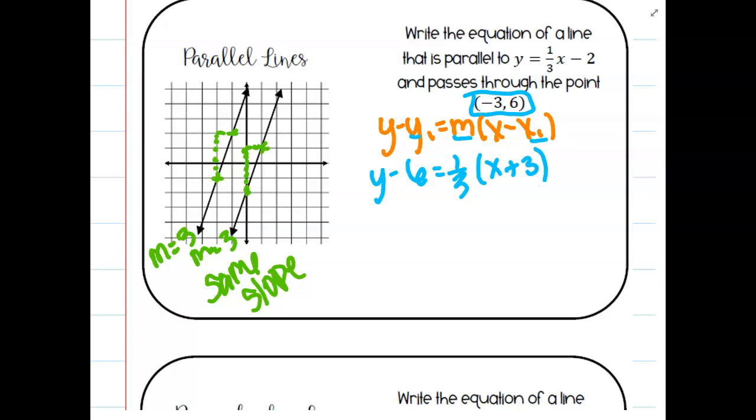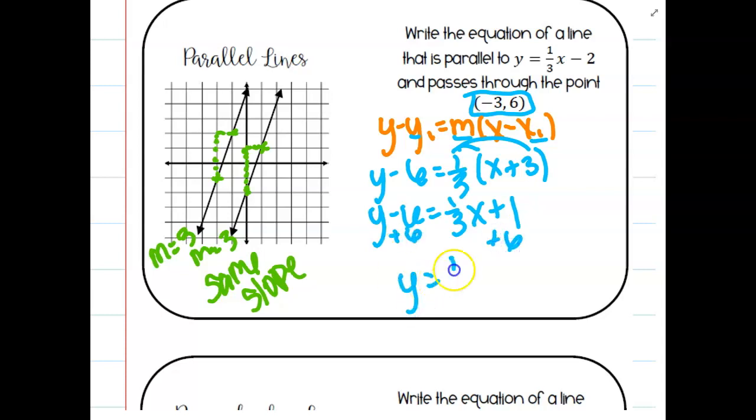Now, like yesterday, I don't care what the directions say, I don't care what the back of the book says, Slader, Photomath, any of that says, I want your answers in slope-intercept form. So just like yesterday, we're going to want to get rid of the parentheses. So we distribute: y minus 6 equals 1/3 x plus 1. And then to get rid of the minus 6, we would add 6 to both sides. Y equals 1/3 x plus 7. So the original line would cross at -2. This line would cross at 7. But they're both going to rise 1, run 3. They would be parallel. Okay?